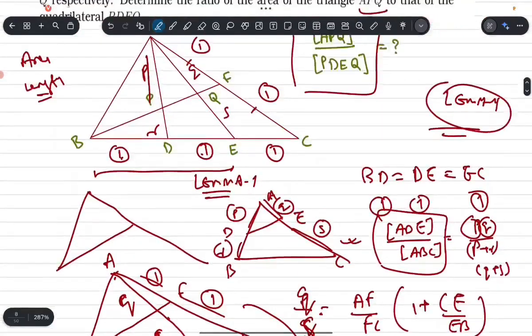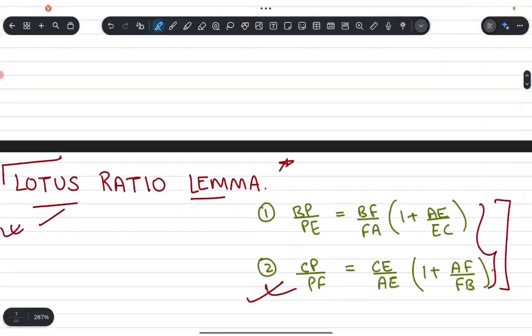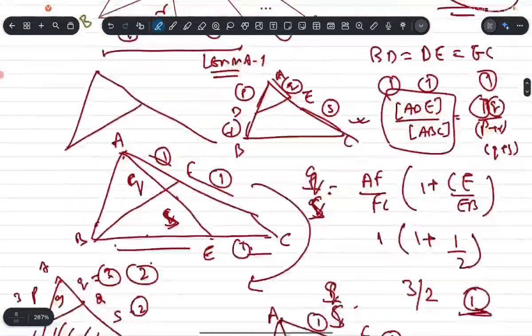So the ratio lemma, how useful is it? I hope you've got it. So I hope you remember this and value this. This result is really important.